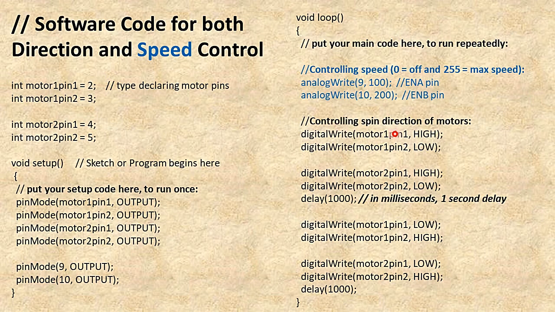Controlling spin directions of the motor. digitalWrite motor1pin1 as HIGH, motor1pin2 as LOW. This I have shown in the earlier slide to control the direction of the motor. delay 1000. This 1000 indicates milliseconds, which is equal to a 1 second delay time. And after this 1 second, the motor will turn in the opposite direction as the state of these motor pins are altered.